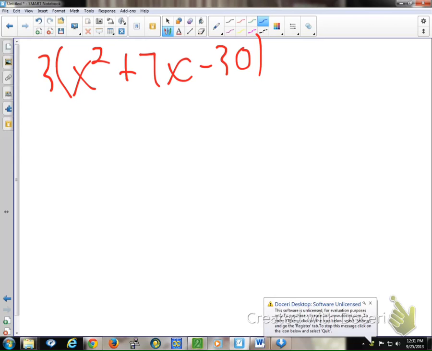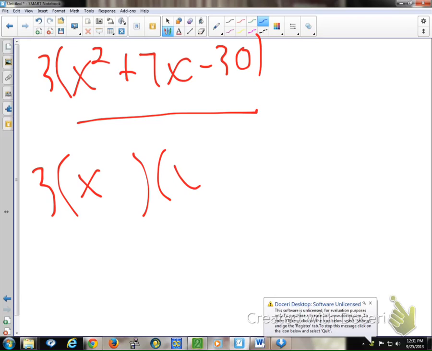Step 2, is this a quadratic? Yes, it is. A quadratic is 3 terms with the highest power being an x squared. So you know that 3 is just going to come down. It's going to be some kind of x.